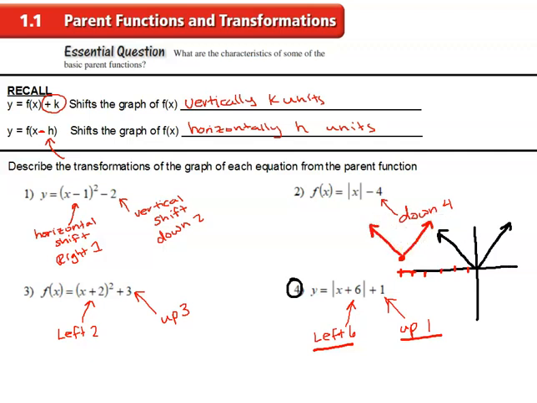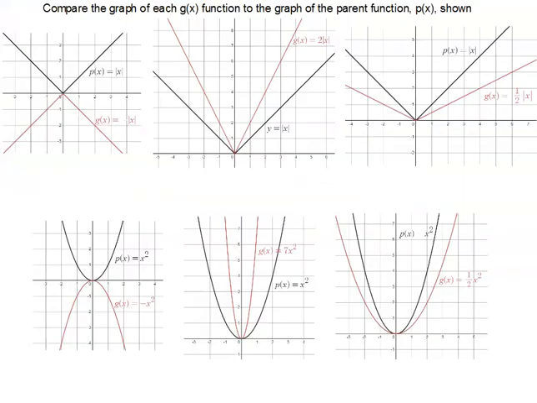The shape does not change. It has the same shape that it did originally. It's just in a different place. So that is how the adding and subtracting are going to affect the graphs of your parent functions. We're now going to look at some multiplying. What happens when we multiply?